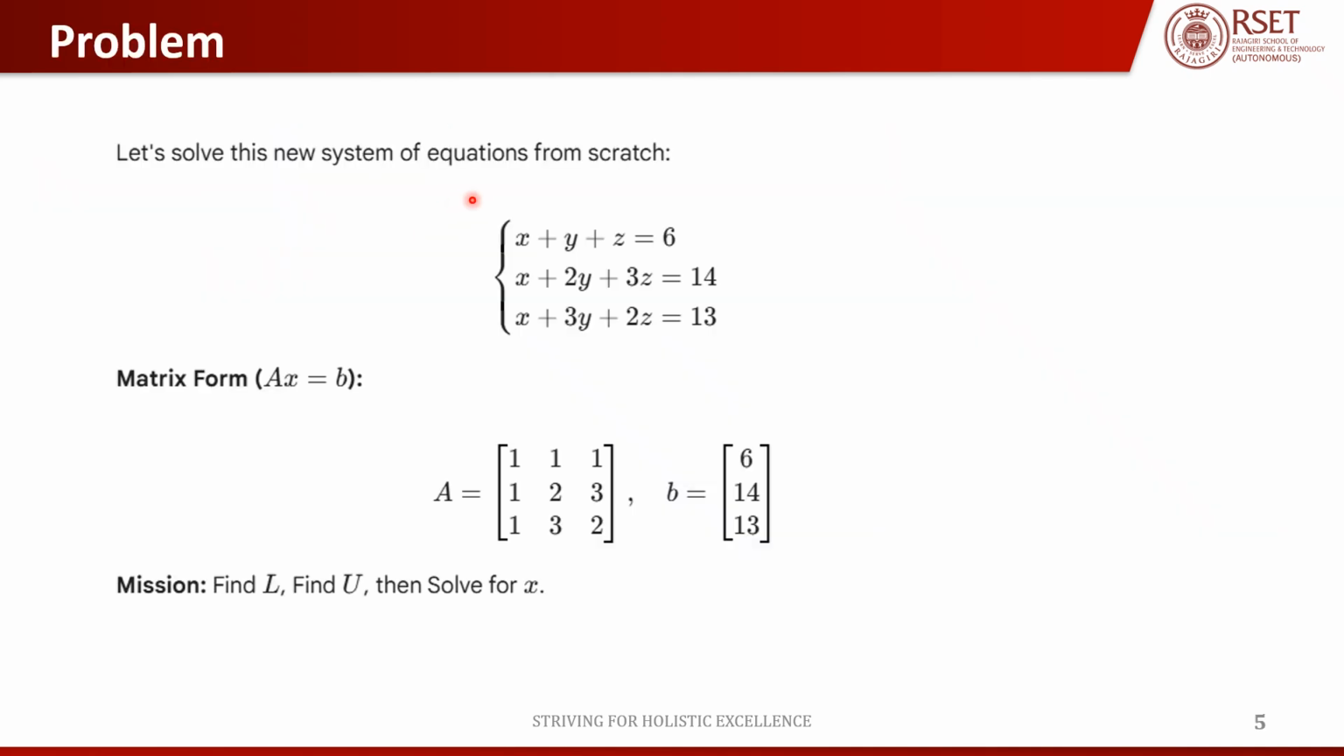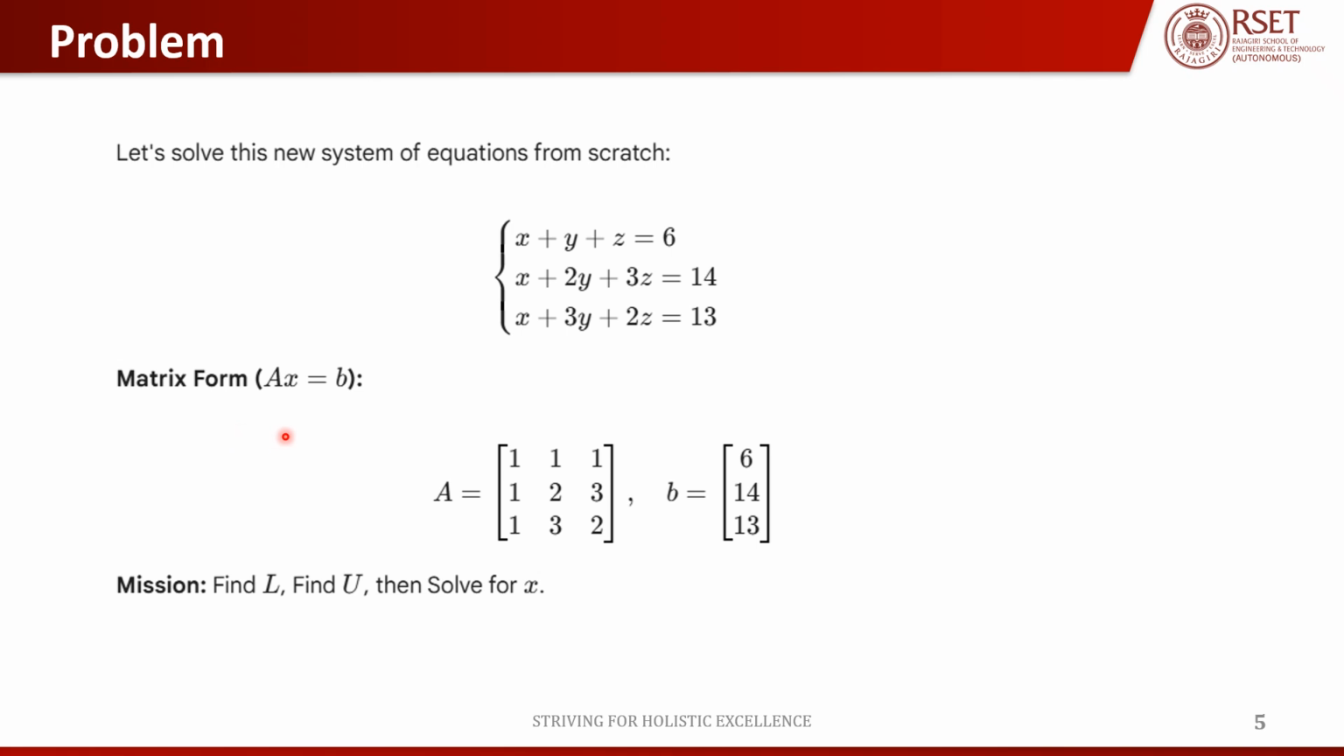So here I have a problem for you. Let's solve this new system of equations. I am taking a linear equation in three variables: x plus y plus z equals 6, x plus 2y plus 3z equals 14, and x plus 3y plus 2z equals 13. It is a very simple linear equation.